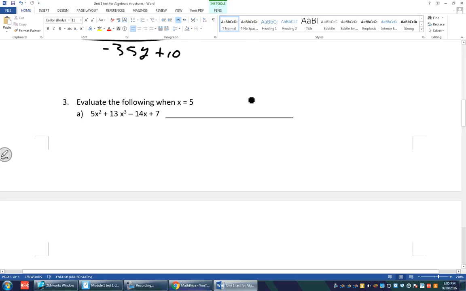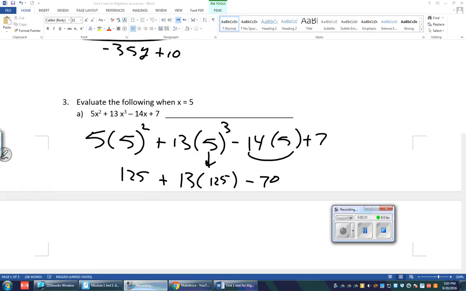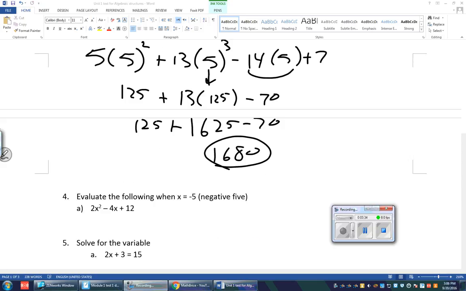Evaluate when x is 5 just means plug it in. 5, parenthesis, 5 squared, plus 13, parenthesis, 5 cubed, minus 14, parenthesis, 5 plus 7. Let me see. That is 125. So 13 times 125 minus 70. Doing all this mentally. And then this is 125. 25 squared times 5. So I'm going to get out my little calculator, which is my brain. I unintentionally deceived you. I thought I was going to be able to do that using my brain. I did not. So I used the calculator. The final answer is 1680.